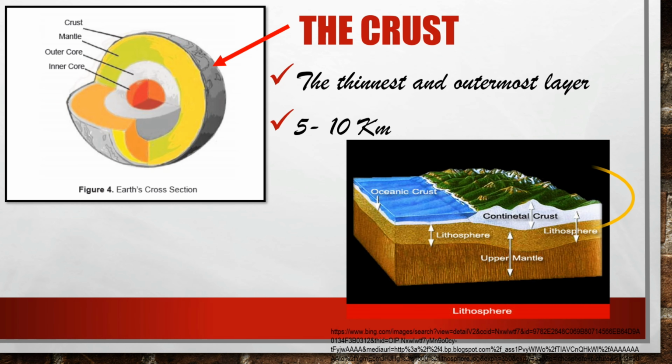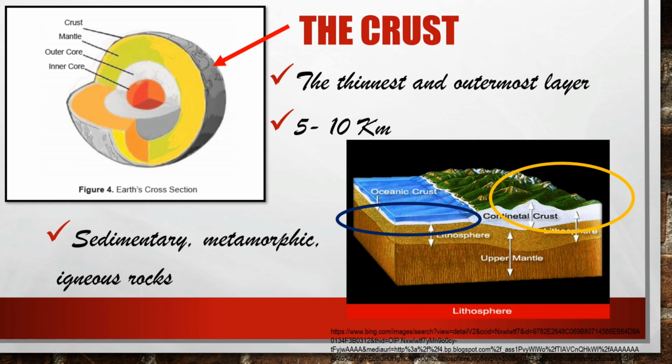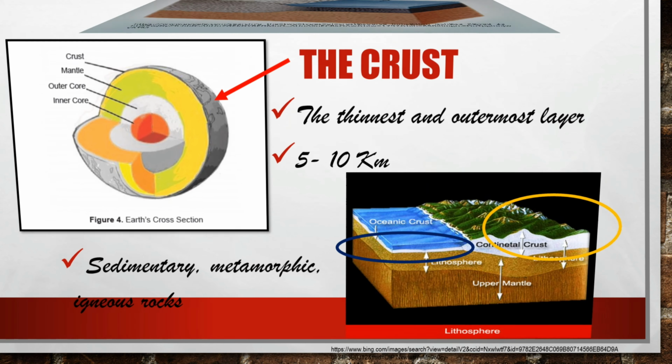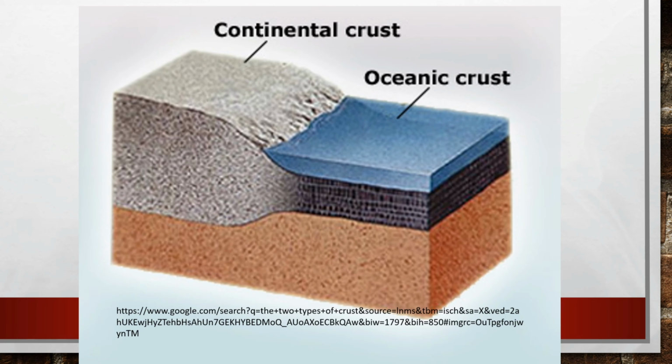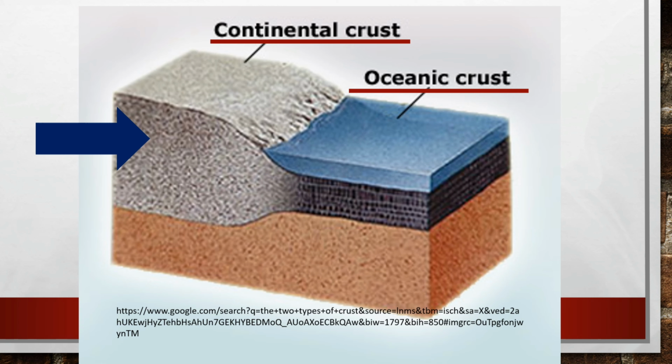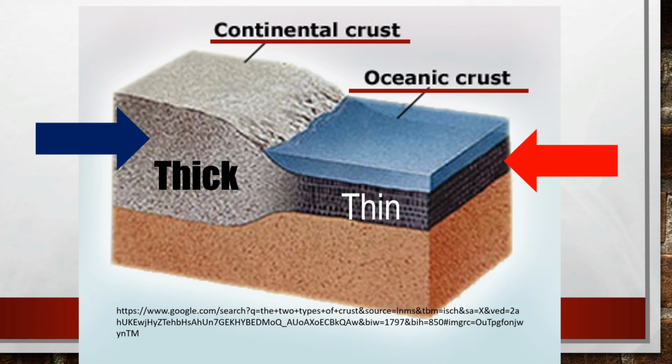It is thickest where young mountains sit and thinnest along the ocean floor. It is made up of rocks including sedimentary, metamorphic, and igneous. There are 2 types of crust, the continental and the oceanic crust. One distinct characteristic of the two is their volume. Continental crust is thick, while oceanic crust is thin.